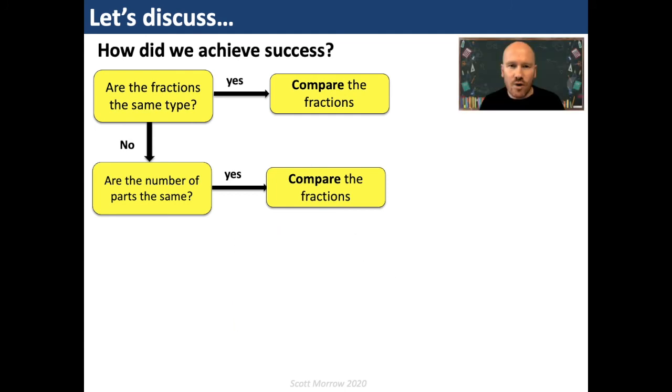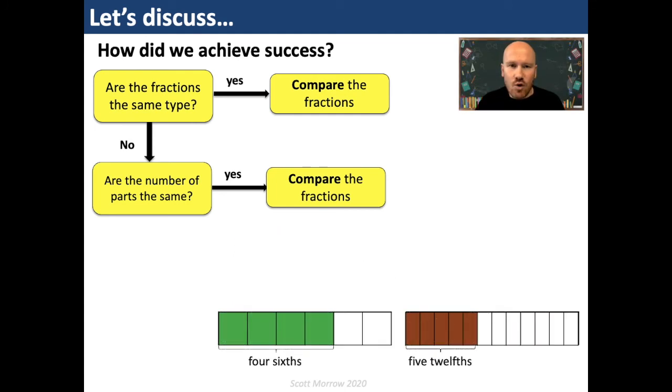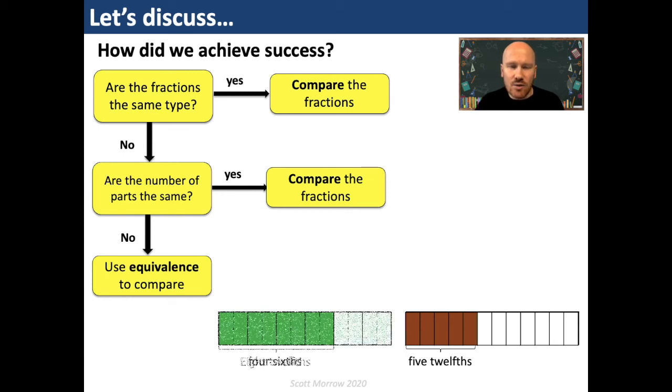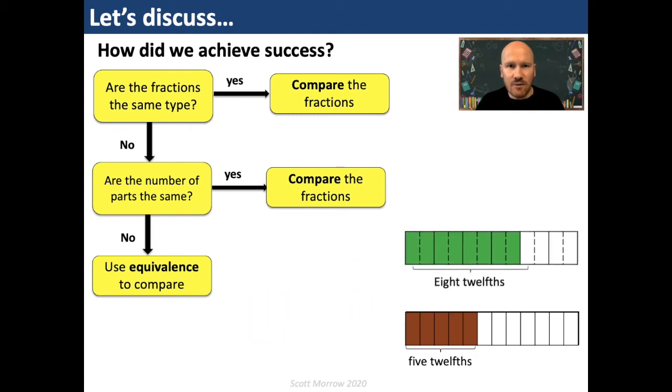But what if they're not the same fraction type and we've not got the same number of parts? This time we're going to use equivalence to help us compare the fractions. Here we've got 4/6 of a bar, which we're trying to compare with 5/12 of the same size bar. We can split each of those 6 into 2 equal parts so that we've got 12ths. 4/6 is the same as 8/12, so we can compare those and we can see that 8/12 is greater than 5/12.